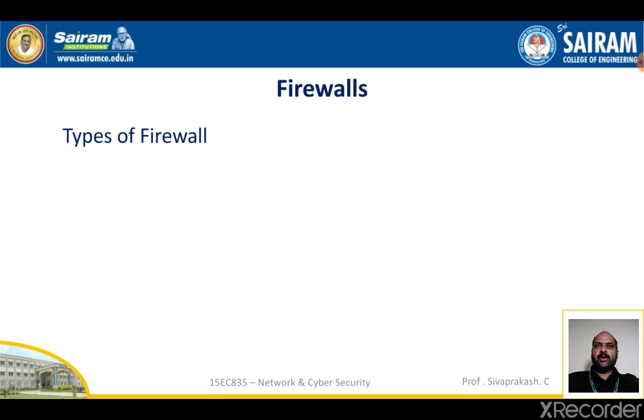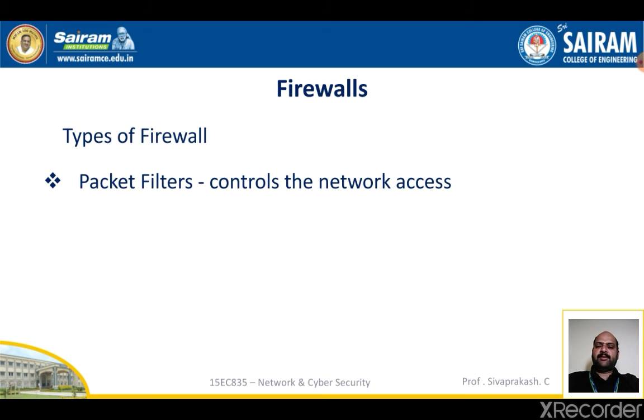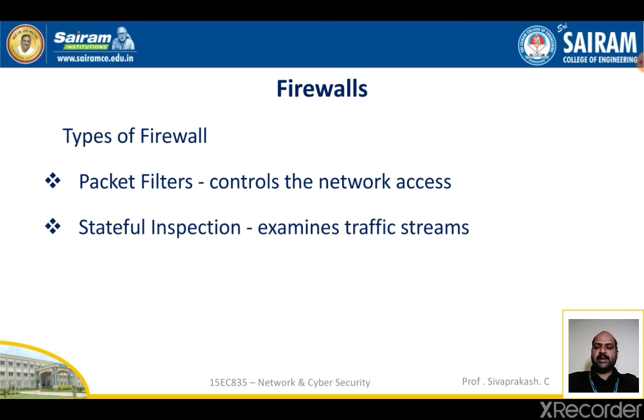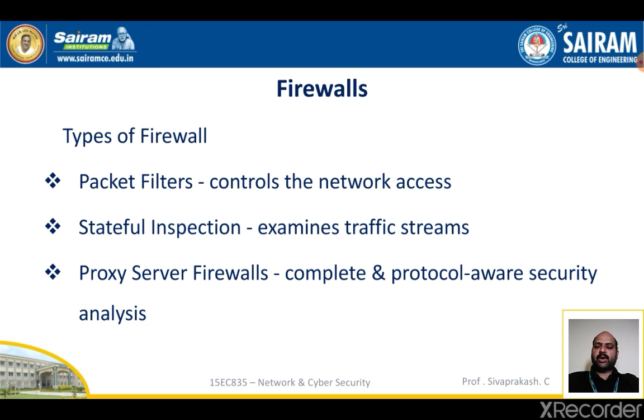Generally, we classify firewalls into three basic types that are used by companies to protect their data and devices and to keep destructive elements out of the network. They are packet filters, which are used to control network access. Then stateful inspection, which examines the traffic streams. And proxy server firewalls, which are application-level firewalls that give a complete and protocol-aware security analysis.